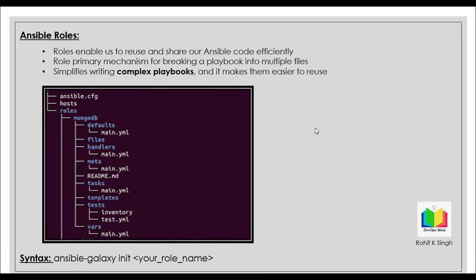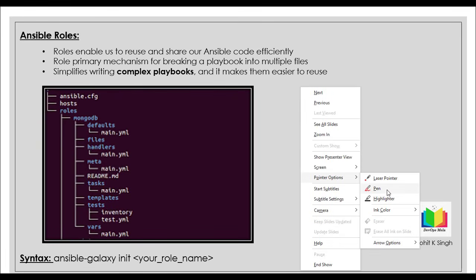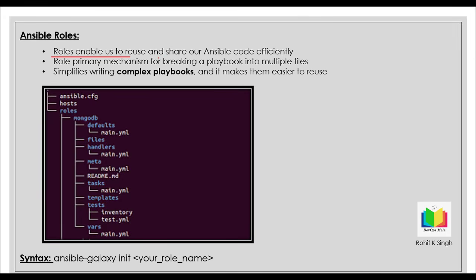This is how Ansible roles look. Roles enable you to reuse and share Ansible code efficiently, which is something I just spoke about. The primary mechanism of a role is breaking the playbook into multiple files. Whenever you write a playbook and do everything in one playbook, it becomes very complex. Managing it becomes a very difficult and tedious task. That is where roles come into the picture. They simplify writing your complex playbook and make it easier to reuse. This is what a role will do for you.